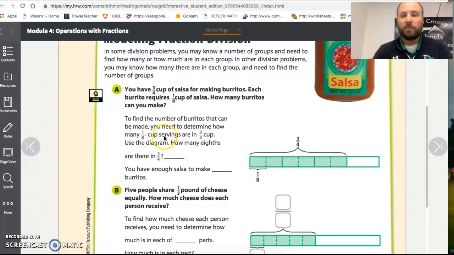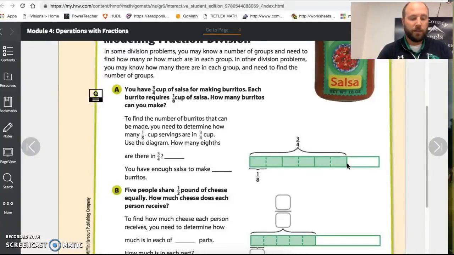Okay, to find the number of burritos that can be made, you need to determine how many 1/8 cup servings are in 3/4 cups. Use the diagram. So how many, this is 3/4, it's not quite a whole. How many eighths do you see? 1, 2, 3, 4, 5, 6. So we've got 6. Let me switch over here. We've got 6 eighths in 3/4. So you have enough salsa to make 6 burritos. Okay, so that's one way to solve.